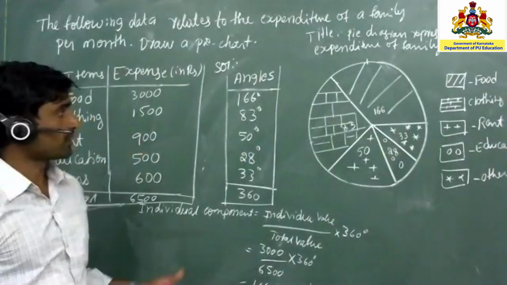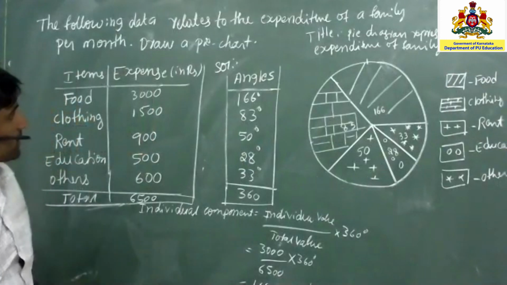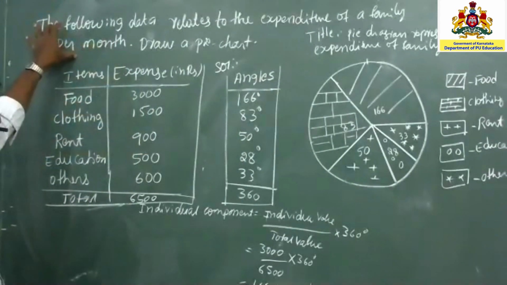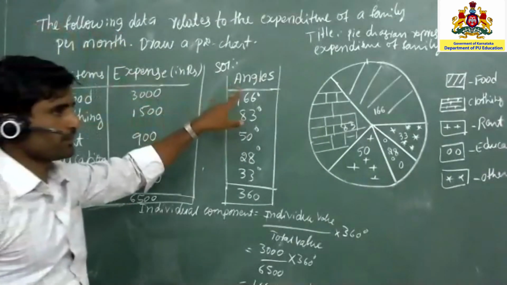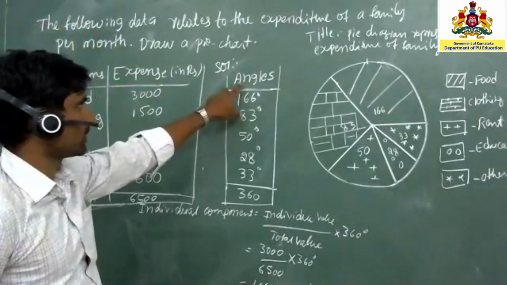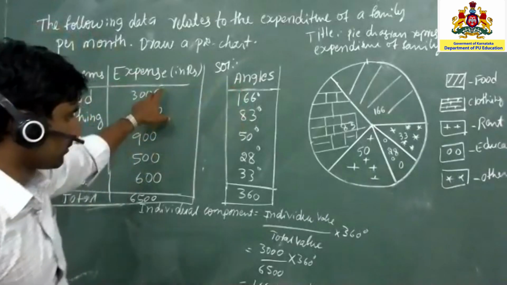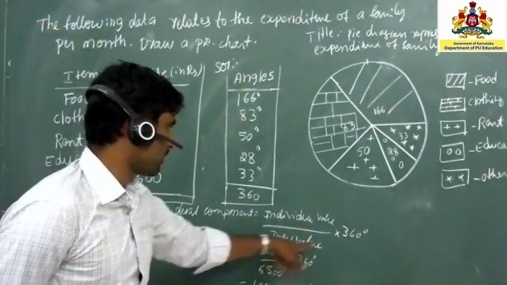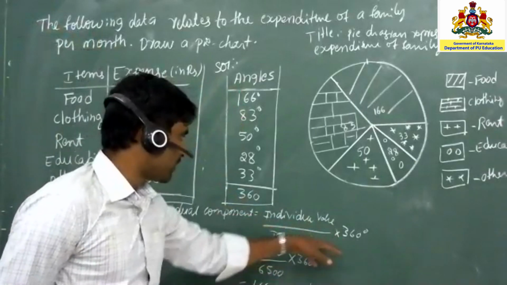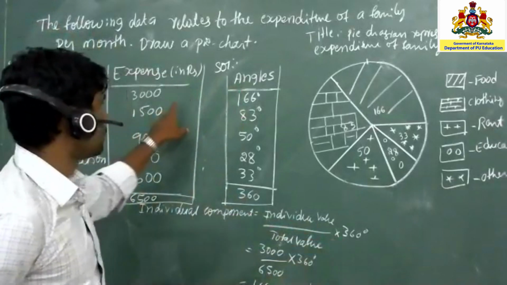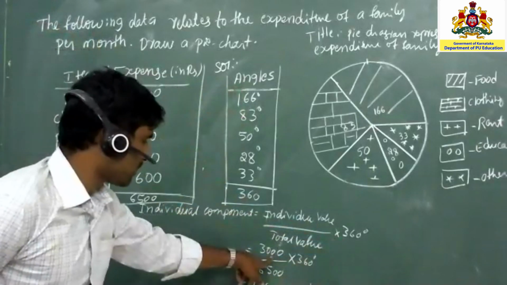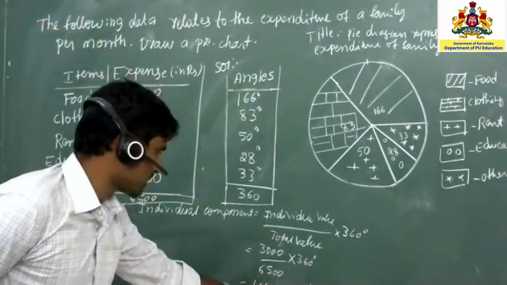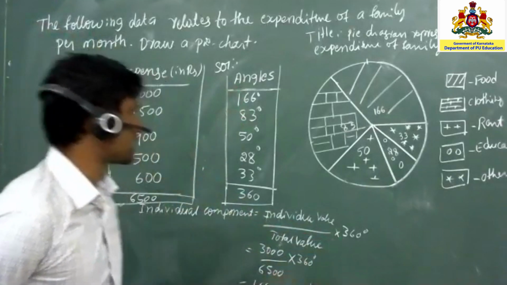Understood all of you? I will explain once again. This is the given data, this table, and this is the given information. You should convert into angles. What is the formula? The individual value divided by total value into 360. By using this formula, you have to convert into angles. 3000 individual value, the total value is 6500 into 360. You get 166.15, approximately 166.